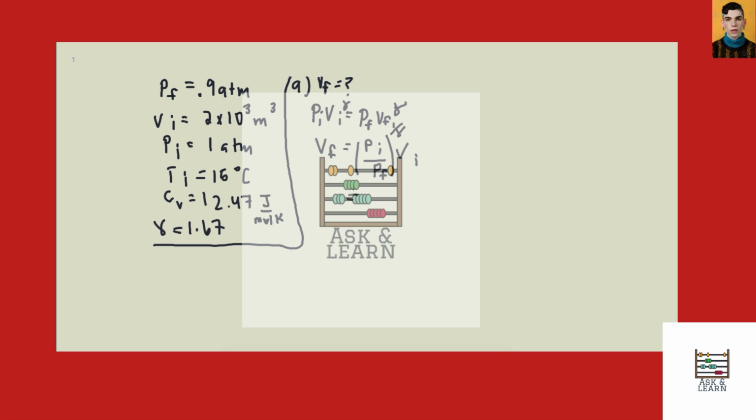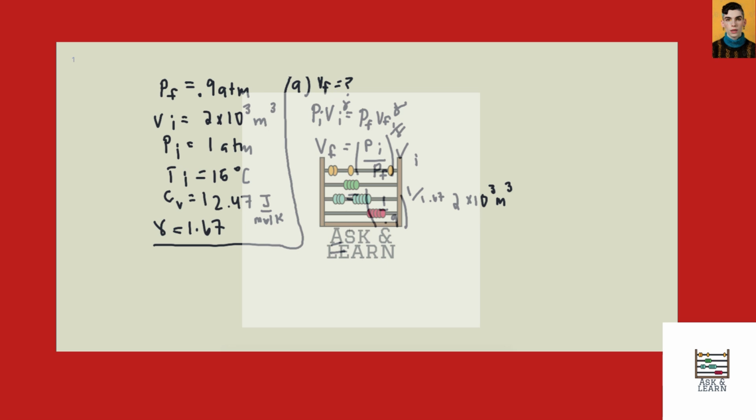Great. And so we know that P final is 0.9 and P1 is 1. So then the ratio of that is going to be 1 over 0.9 to the 1 over gamma. So 1 over this 1.67. And that, again, comes from a table in the book. And then that's times 2 times 10 cubed meter cubed. And there were more sig figs on that. There was 2.00, but I'm not going to write them.